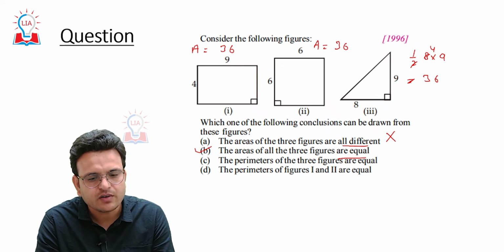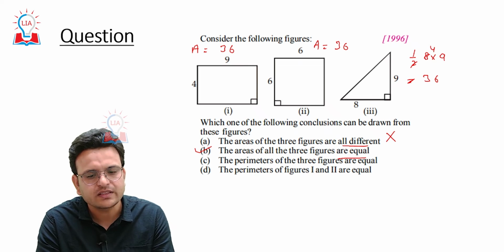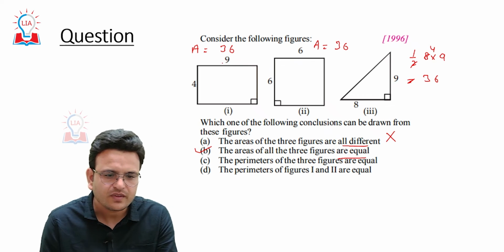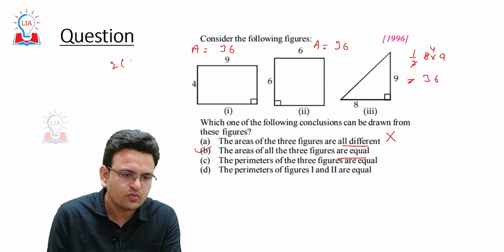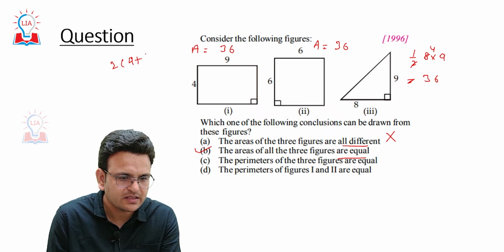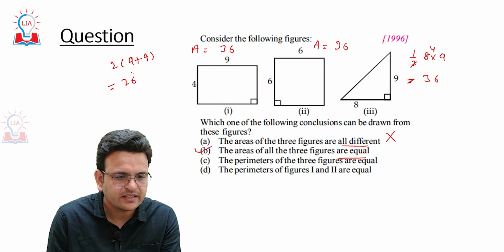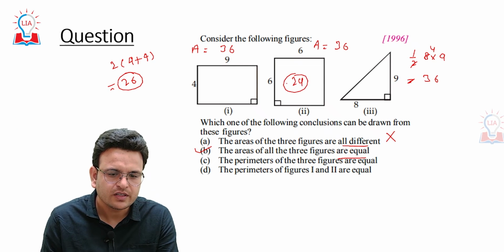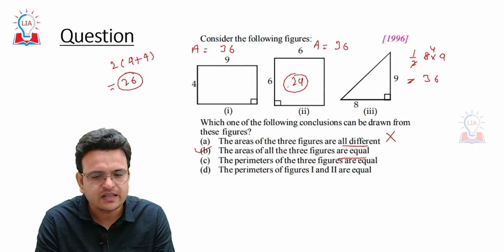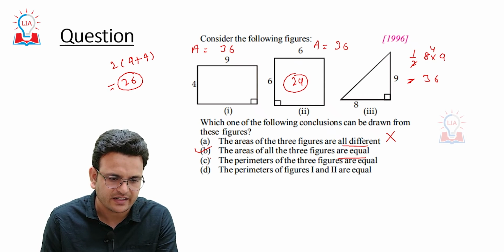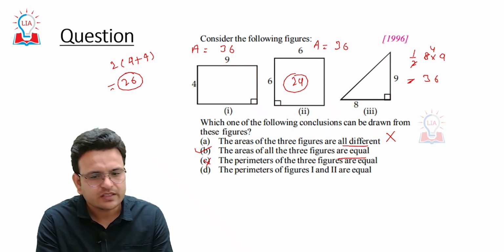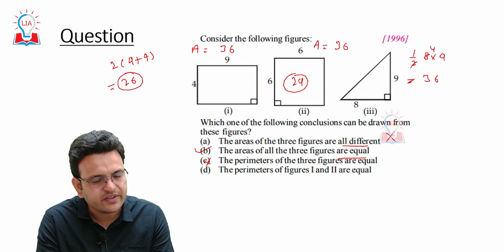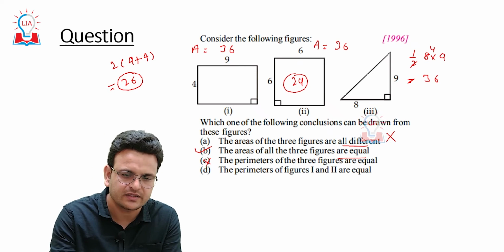The perimeter of the three figures are equal. Here the perimeter will be 2 into length plus breadth, which is 36. Here the perimeter will be 24. So the perimeters of the three figures are equal? No, that is again incorrect. So the answer will be B. So this is a very easy question. The only thing you have to know is the basics about these figures, and then you have to calculate it.